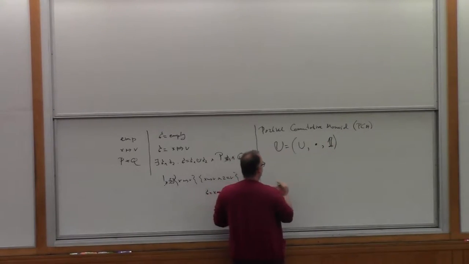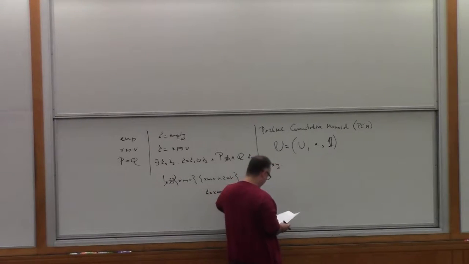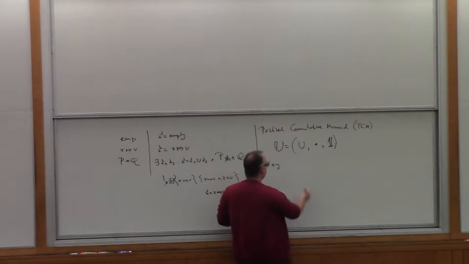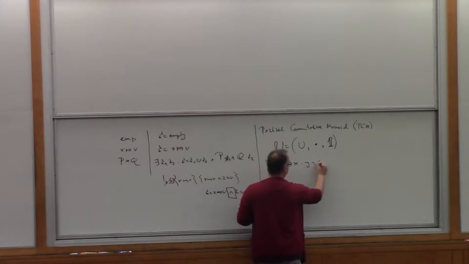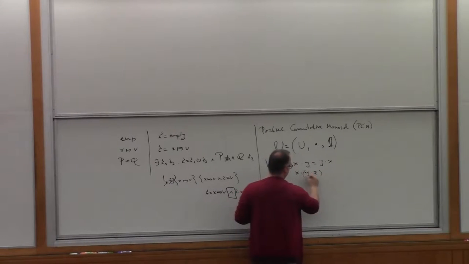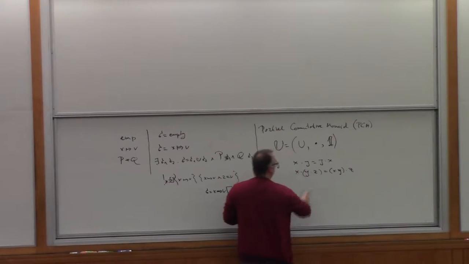For every x and y, this operation, which is partial, by the way, so it doesn't have to return a value on all inputs, is commutative and associative. And this thing is a unit.